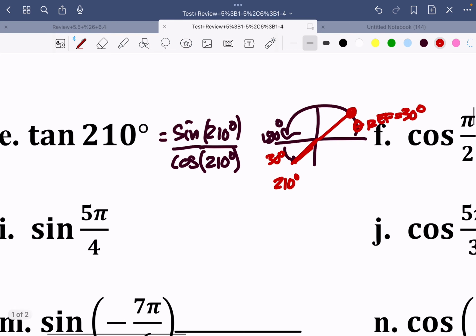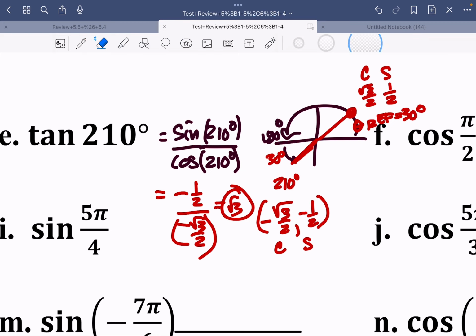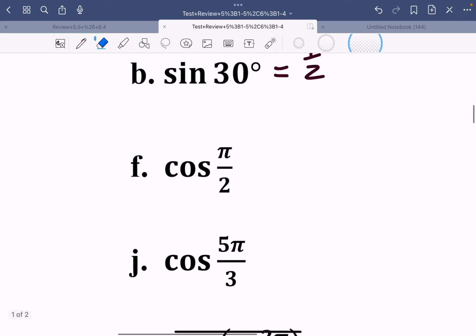So for 30 degrees, the cosine is square root of 3 over 2, and the sine is 1/2. So down here, the cosine would be negative square root of 3 over 2, and the sine would be negative 1/2. So if you take negative 1/2 divided by negative square root of 3 over 2, you're going to flip and get the square root of 3, because when you divide, you multiply by the inverse. Okay. All right, keep on going.